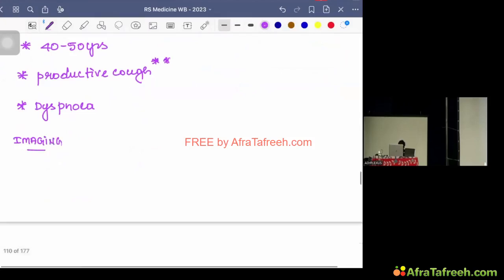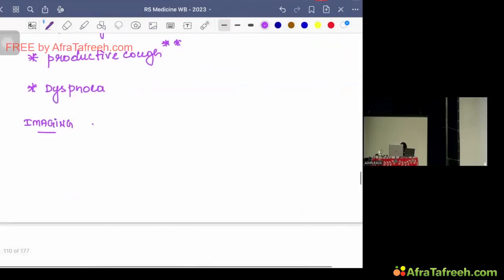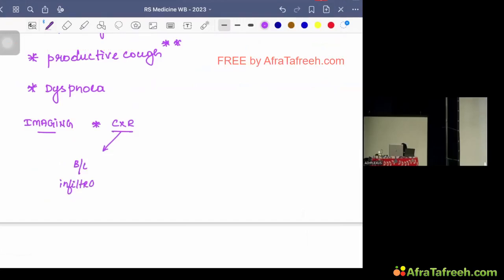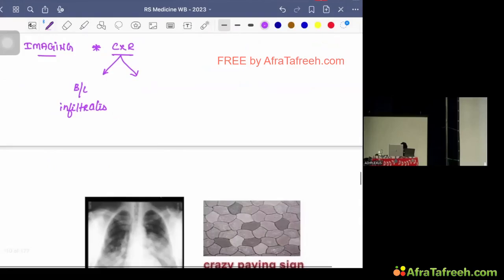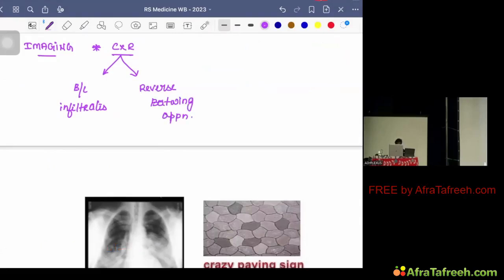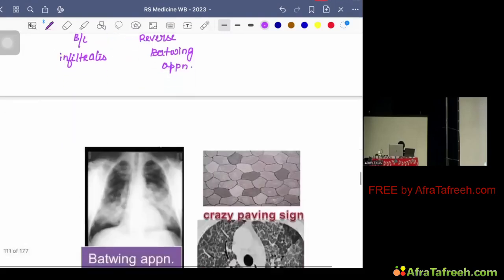Okay. So whenever you go for imaging, the chest X-ray shows bilateral infiltrates, and it also shows a bat wing like appearance, which is called a reverse bat wing appearance. So you can see here the reverse bat wing appearance, not like the regular bat wing appearance seen in pulmonary edema.